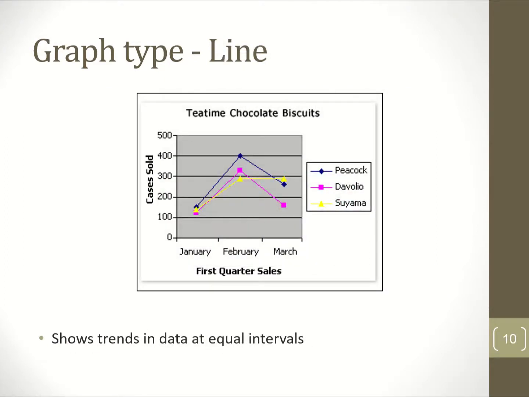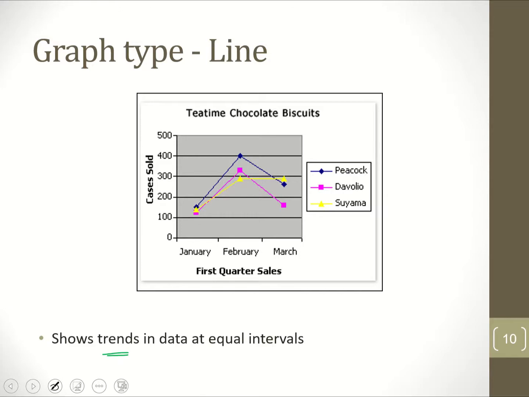Another type is a line chart. Looking back at the Tea Time Chocolate Biscuit Company, here we have a line chart, and this chart shows the relationship between each of these people. It really shows us more of our trends in the data, right? We see this trend of increasing sales from January to February, and then coming down in March.